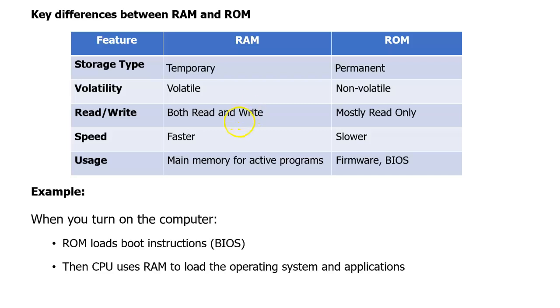For example, when you switch on your computer, the processor reads the startup instructions for booting that are stored in the ROM, called BIOS, and it will load it. After the basic startup process, the operating system and other programs are loaded into the RAM, where they can run temporarily while the system is powered on. So, both RAM and ROM work together to start the system and to execute the programs in the system. Thank you.